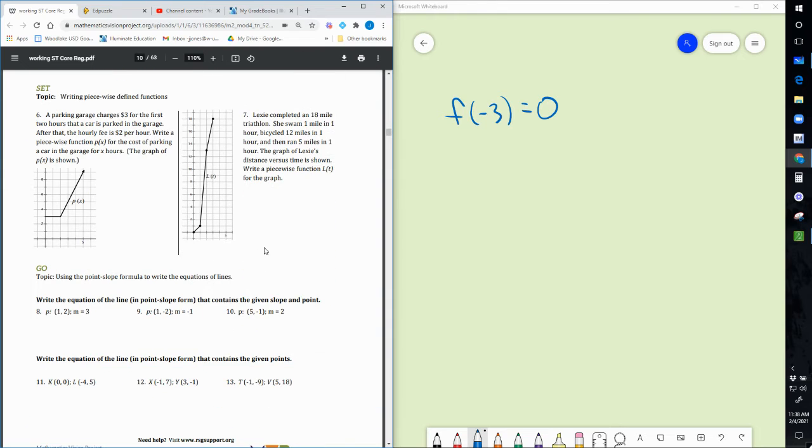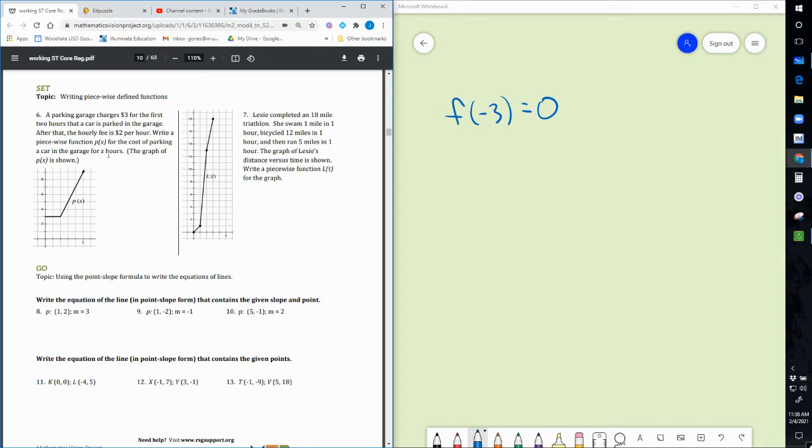All right, now we're going to get to the set portion. This part should directly relate to the task. And you're going to read the scenario. So for example, number 6, a parking garage charges $3 for the first 2 hours that a car is parked in the garage. After that, the hourly fee is $2 per hour. Write a piecewise function for the cost of parking a car in the garage for x hours. Okay, so that's kind of just a confusing way to say, you can see that right here, this horizontal line is one equation, and this line is the other equation.